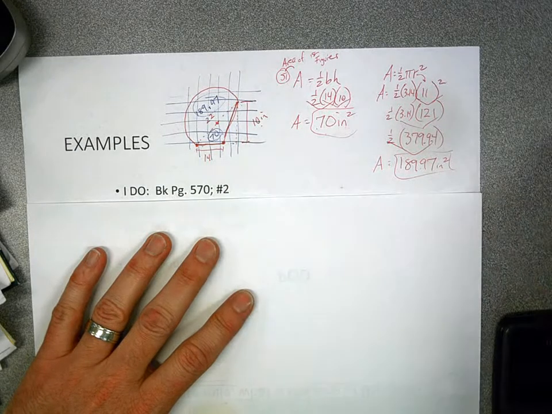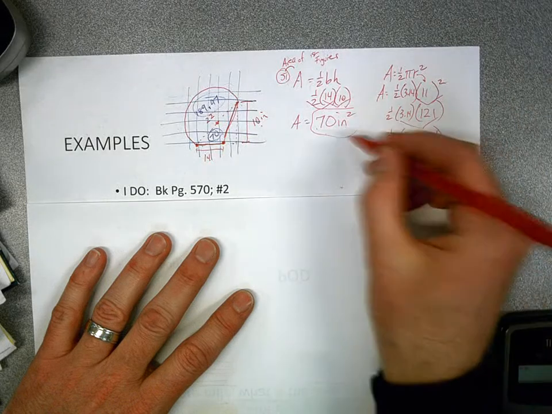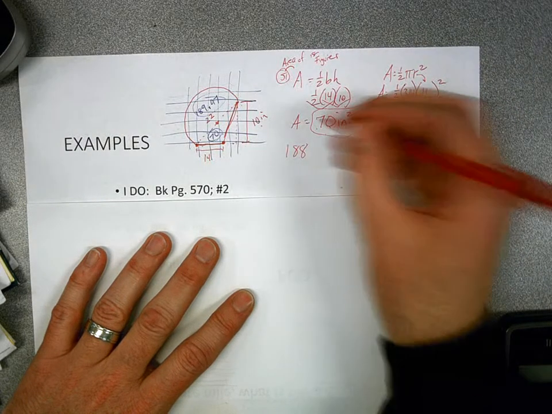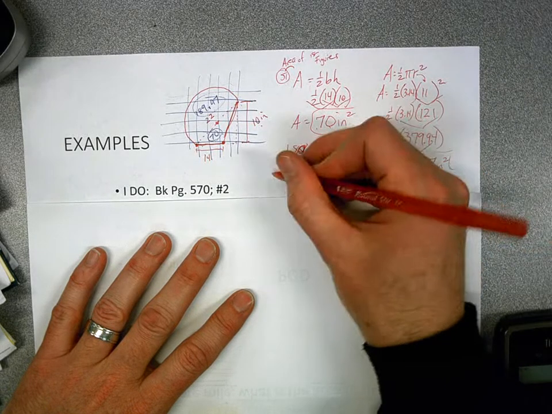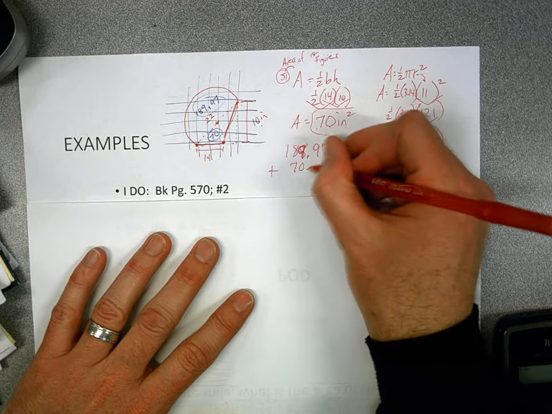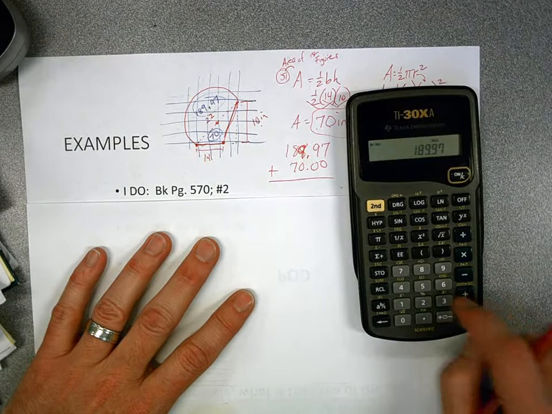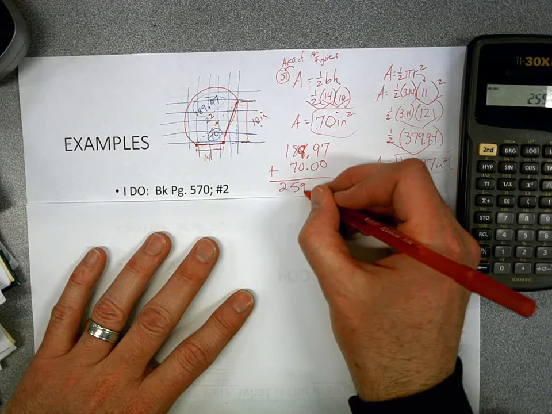Well, guess what? To find out how many total squares there are, my last step is to take both of these and add it up. So I could do that with my calculator. Plus 70 equals 259 and 97 hundredths.